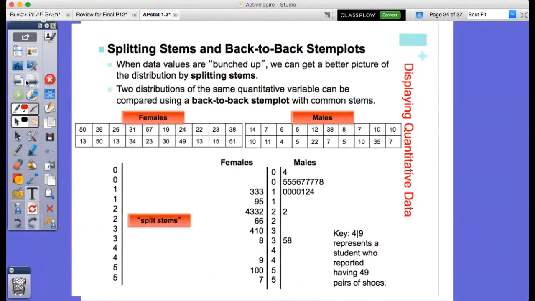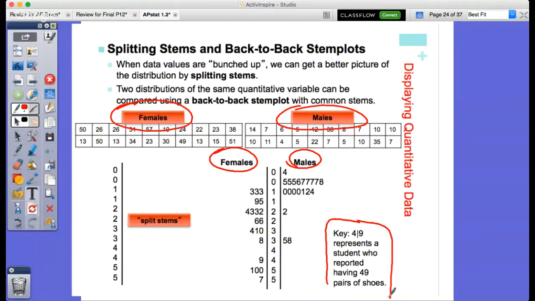Okay. Another way we could do it is if we did males and females. So if I had a distribution of data with the males and females, I could do what we call a back-to-back stem plot. What that means is that we've got the males on one side. Make sure you label that. Females on the other. Make sure you also have your key. So what does the context of that mean? Along with the fact that you have 4 with the 9 representing 49, that's 49 shoes.